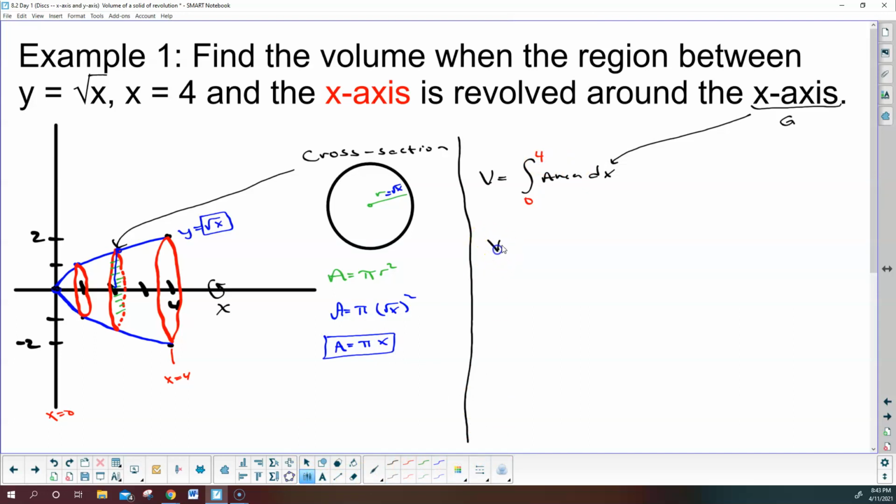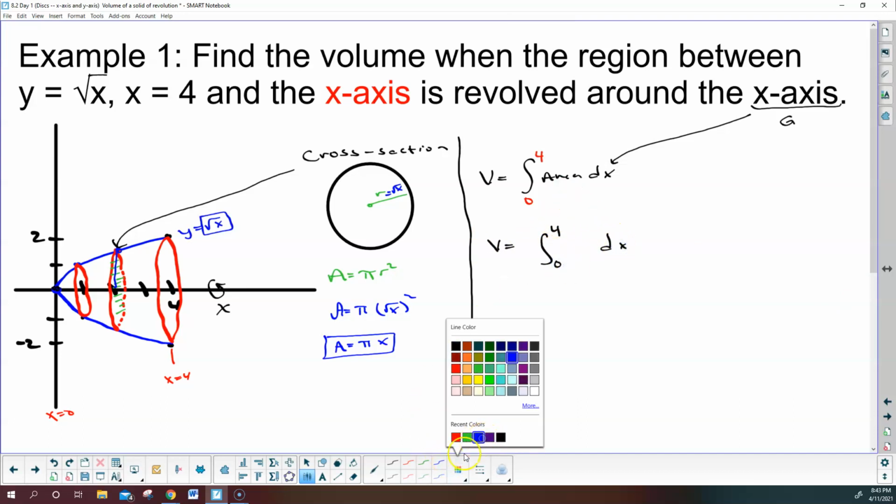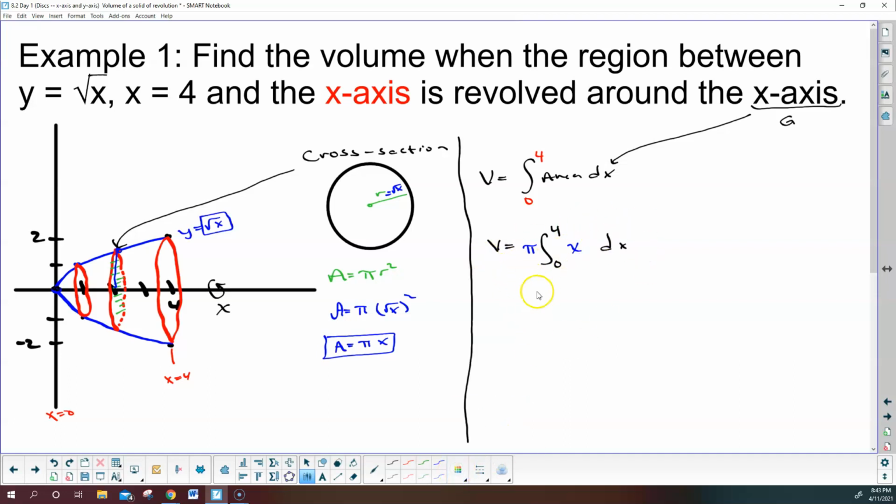Okay, so then volume is the integral of the area from 0 to 4 with respect to x. But notice our area we have right here, pi times x. So pi is a constant. I'm going to float that out, and we'll put an x there. That's all we have for new material. Everything else, you just evaluate the integral once it's set up. My hint to you, leave pi alone until you do all your work.